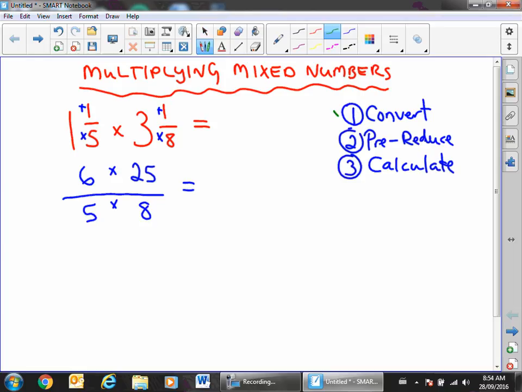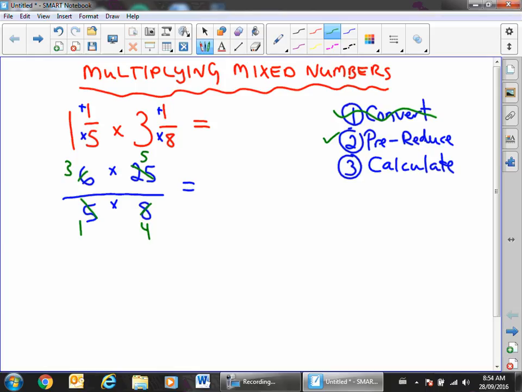So we've done the conversion. Now we're going to pre-reduce. So we're going to take a look here and say, hey, are there numbers here that will divide evenly? And right here we can see an easy one. 5, we know 5 goes into 5 once, and 5 goes into 25 5 times. And we also see the 6 here. We know that 2 goes into 6 3 times, and we know 2 goes into 8 4 times. And so because of that, we have been able to shrink the number down, and now it's going to be much easier for us to calculate.